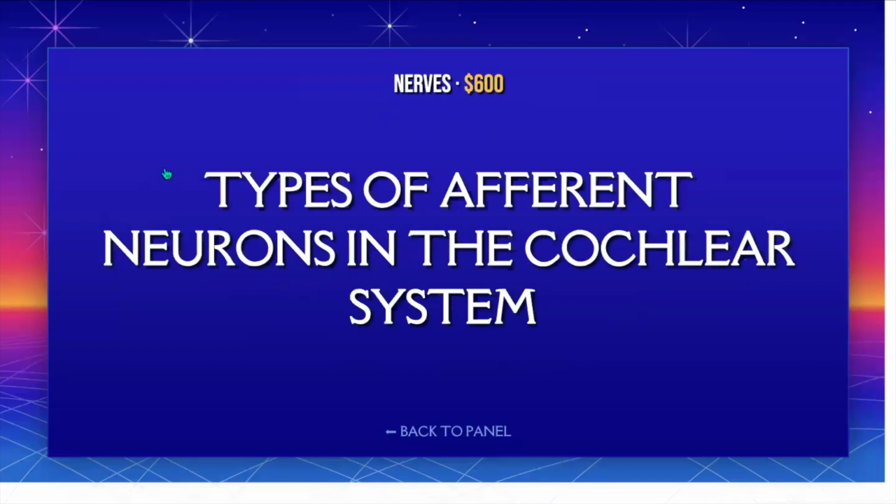For 600, we have the types of afferent neurons in the cochlear system. And so for this, the answer would be, what are type 1 or inner radial fibers? These are myelinated neurons that make up 95% of the auditory nerve. And what are type 2 outer spiral fibers? And they make up the other 5% of the neurons in the auditory nerve, and these are non-myelinated.